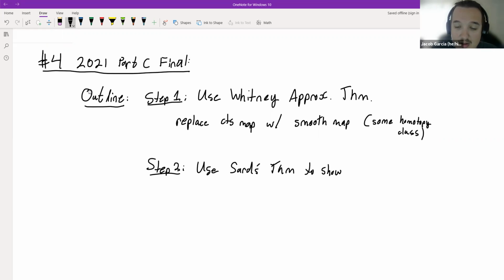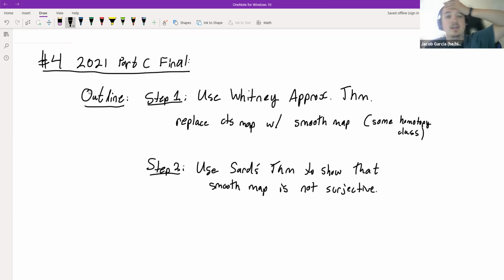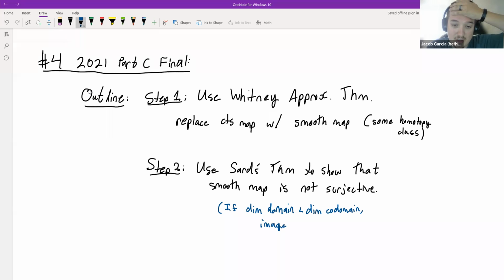To show that the smooth map is not surjective. Right. So Sard's theorem states that if the dimension of the domain is strictly less than the dimension of the codomain, then the image of the map has measure 0 in the codomain, right?